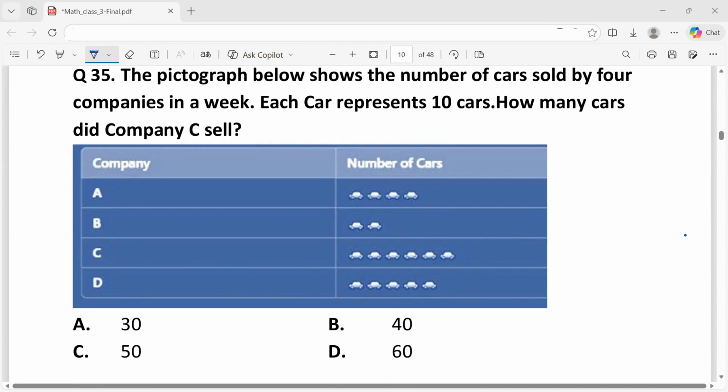Question 35. The pictograph below shows the number of cars sold by 4 companies in a week. Each car represents 10 cars. How many cars did company C sell? Number of cars company C sold is 1, 2, 3, 4, 5, 6. 6 into number of cars each icon represents, that is 10, which is equal to 60. Answer is D, 60.